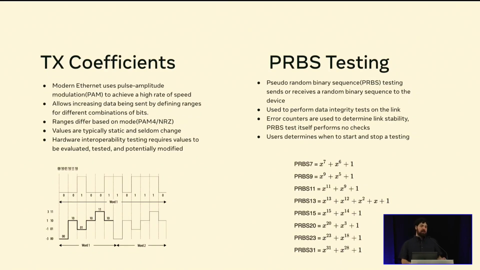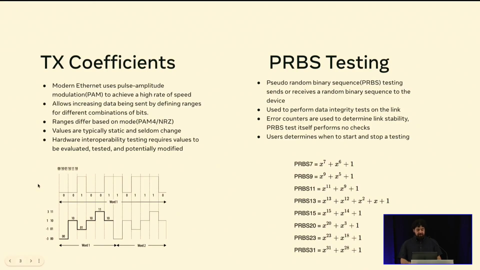So what do I mean by PHY management and testing? The management that I'm talking about is TX coefficients. Modern Ethernet uses pulse amplitude modulation, or PAM, to achieve a high rate of speed. This allows increasing data being sent by defining ranges for different combinations of bits. You can see in the graphic right here, we're sending one signal through the wire and we're getting 2 bits. And this helps increase our rate of speed.